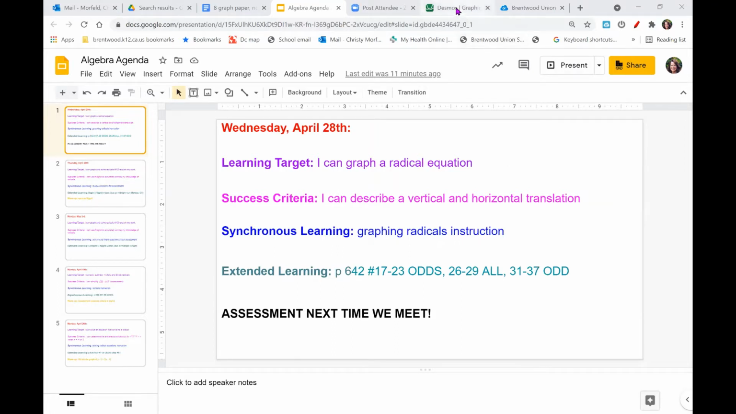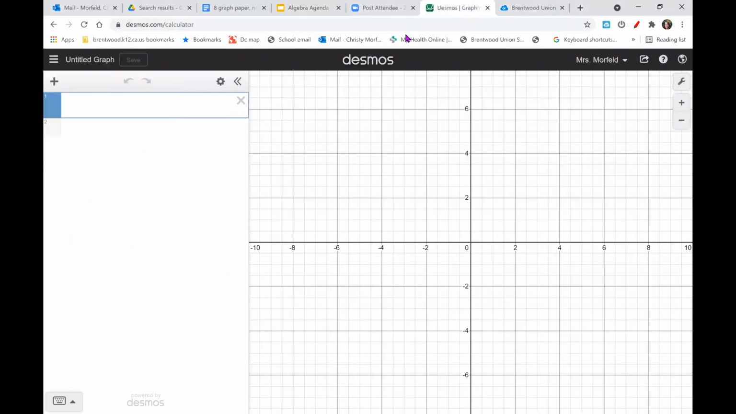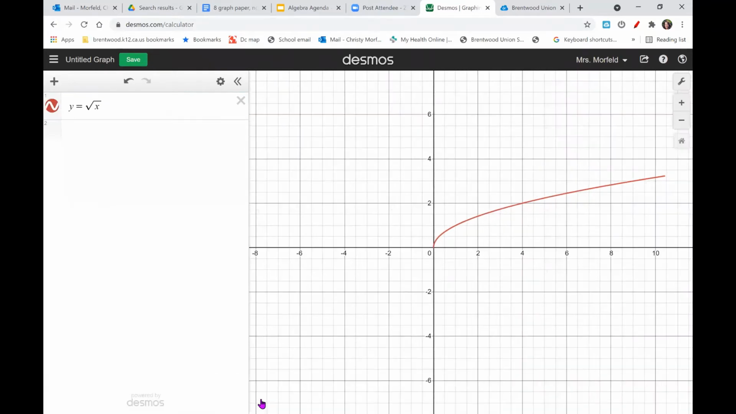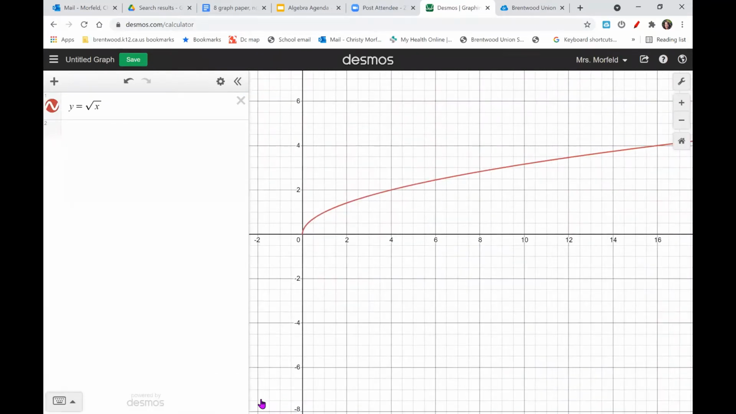So let me show you the mother function of radicals. I hope you already know it's going to start out with y equals, because that's what all mother functions start out with. So square root symbol right there, and then an x. Ooh, look at that. So there's the mother function, y equals radical x. I'm going to move it over a little bit so you can see it a little bit better.